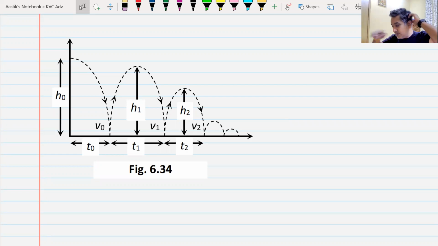This diagram is drawn in a different way, but try to understand what it illustrates. I am dropping the ball from an initial height of h naught, and it falls down with a velocity of v naught, which is root of 2gh. After the first rebound, it will bounce to a height h1. After the second bounce, h2, and so on. We have found out the values of h1, h2, v1, v2.